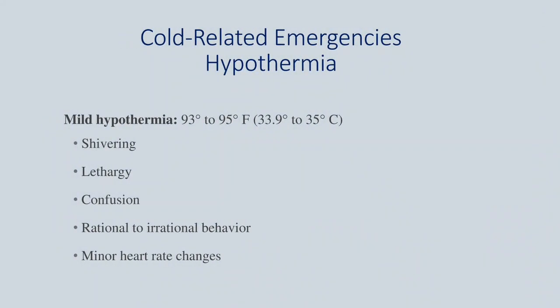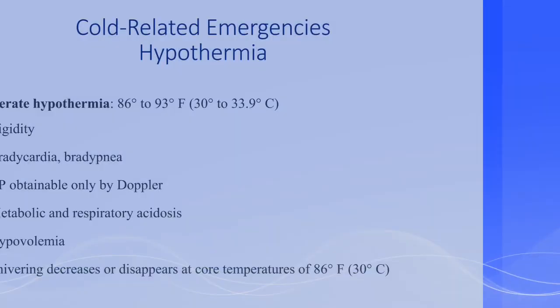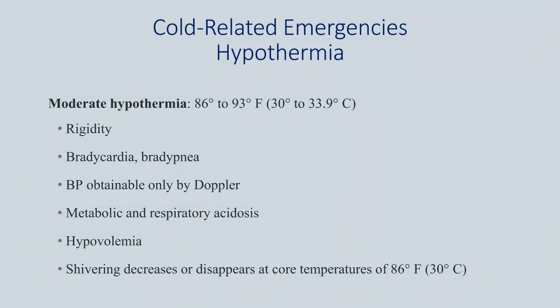Mild hypothermia is that 93 to 95 degree Fahrenheit range where you're going to see the person present with some shivering, lethargy, even some confusion, and they could have irrational behaviors because of the confusion. They could have some minor heart rate changes because, again, the heart doesn't like to be cold, and cold blood coagulates and can cause some dysrhythmias.